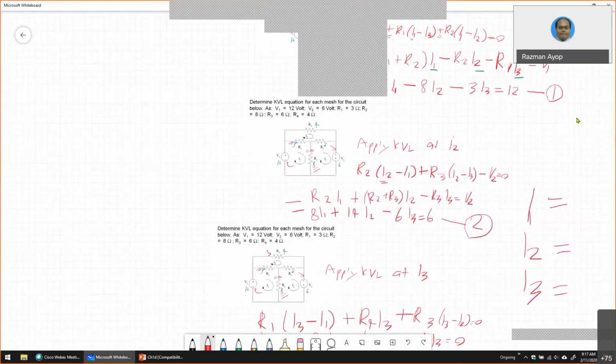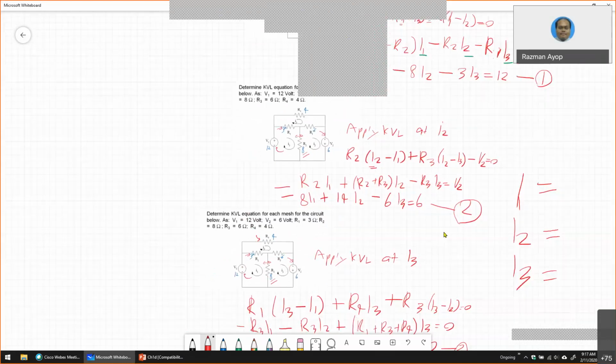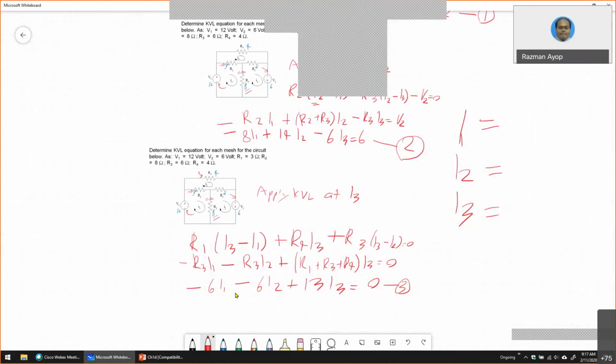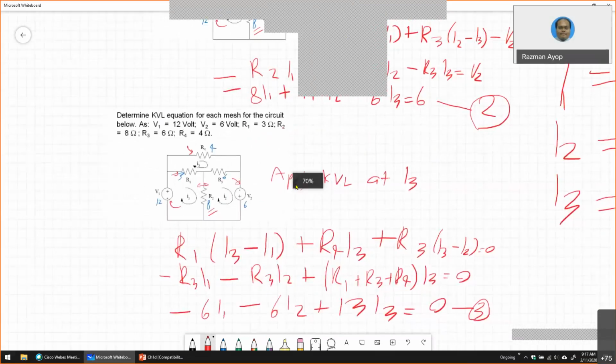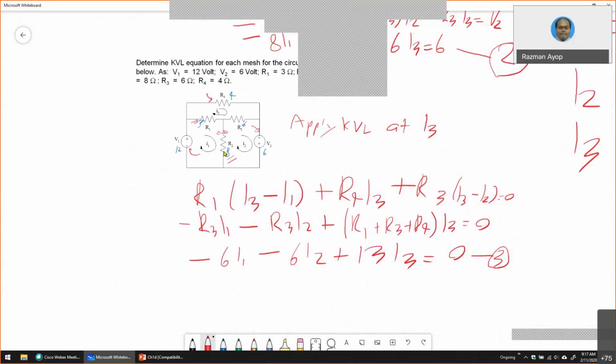Doctor, you wrote the wrong resistor. Which one? The last one, for the I1, it is negative R1 I1. Oh yes, R1. So this one is I1, and this one is 3. Okay, thank you.